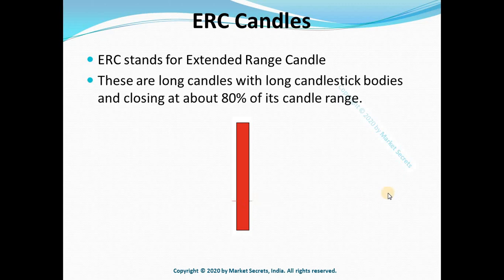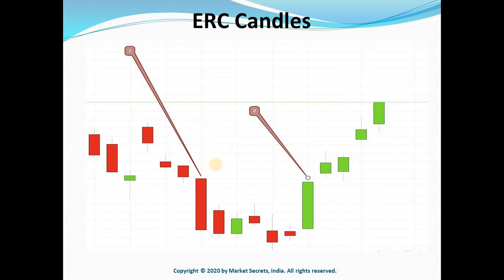These are long candles with long candlestick bodies, and they should be closing at about 80% of their candle range. In simple terms, any big candle in the chart with a very small wick or no wick is called an ERC candle. This is our key candle. Long candles indicate a strong or explosive move, which suggests there is an imbalance in play. So we will be closely monitoring ERC candles. Likewise, I have marked some ERC candles in the chart.